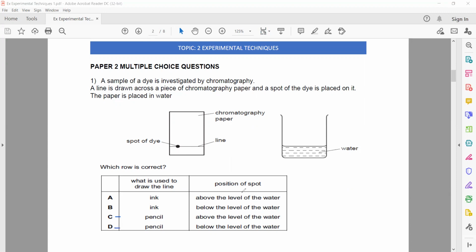And then what should be the position of the spot? The position of the spot should be above the solvent level. This is how we should place the spot, above the solvent, so that the spot or the ink does not dissolve directly in the solvent. It will rise as the chromatogram paper absorbs the moisture or soaks up the solvent. So the correct answer for this one is C.